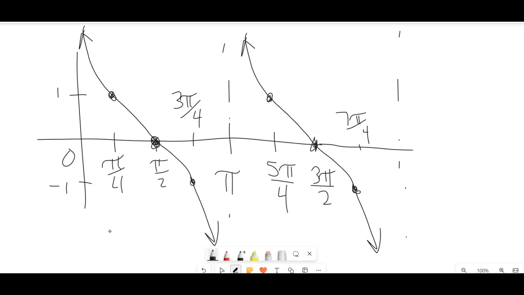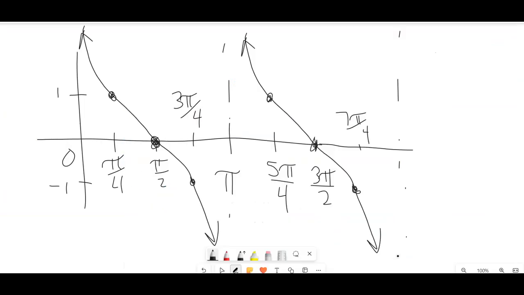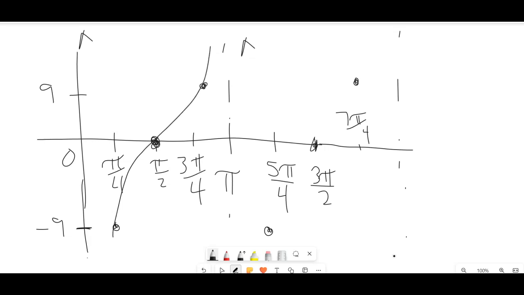But this isn't just cotangent. This is negative 9 cotangent. So instead of it falling left to right, the negative is going to flip this over to where it rises left to right. And the other thing is these will not be 1s and negative 1s out here anymore. It will be 9 and negative 9 because of the 9 out front. So it's going to look something like that now that we negated it with a negative sign out in front and put a 9 out there that stretches the graph out. So that's what we should be looking for.